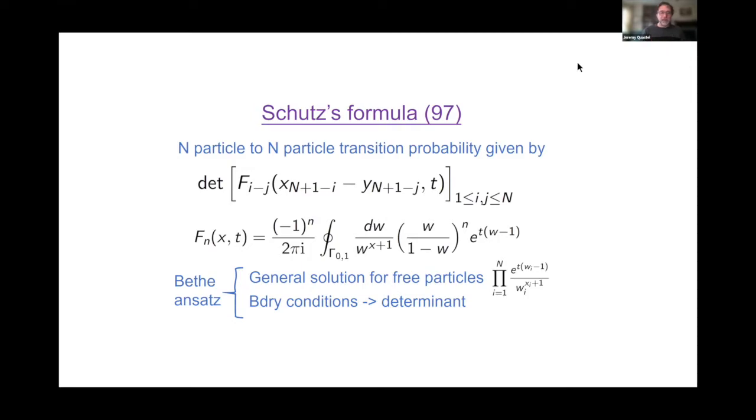And when you try to do that, you get these things called Bethe ansatz equations. And these Bethe ansatz equations actually just produce this determinant for you. And so that's where this formula comes from.